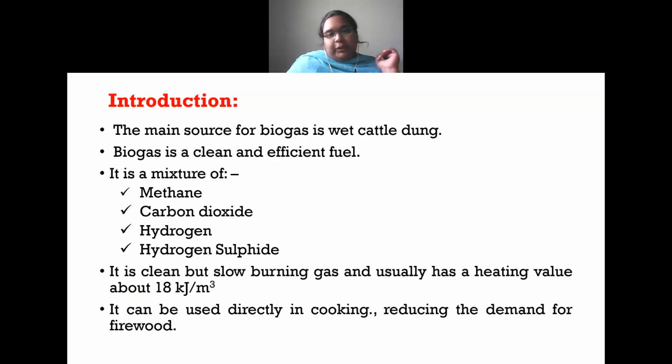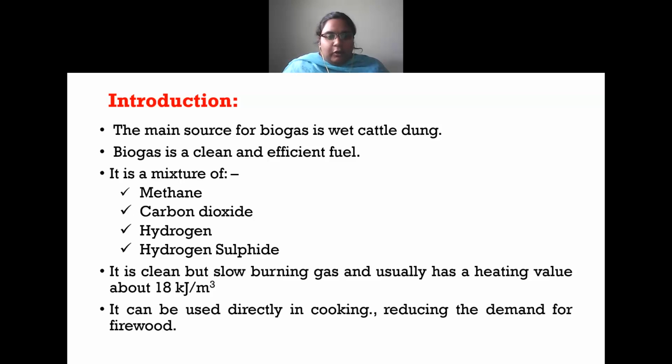The main source of biogas is wet cattle dung. That is the main source biomass for biogas. Biogas is a clean and efficient fuel. We know that all the renewable energies are clean and efficient fuels, but here we are looking at biogas, which is also a clean and efficient fuel. Biogas is a mixture of methane, carbon dioxide, hydrogen, and hydrogen sulfide. These are the main components present in biogas.